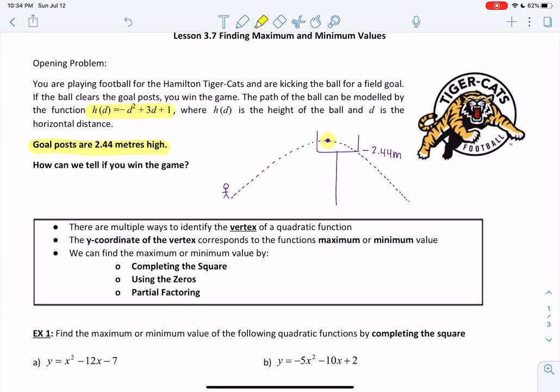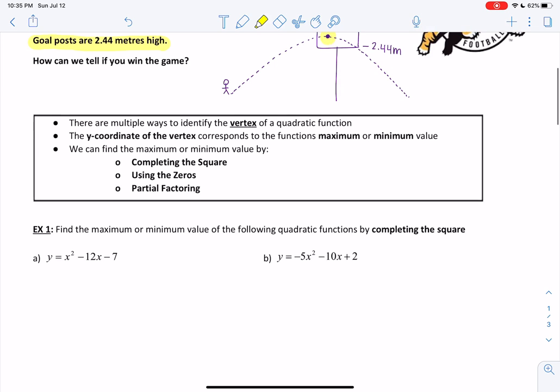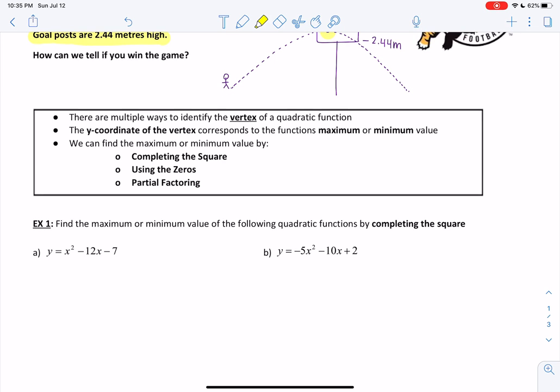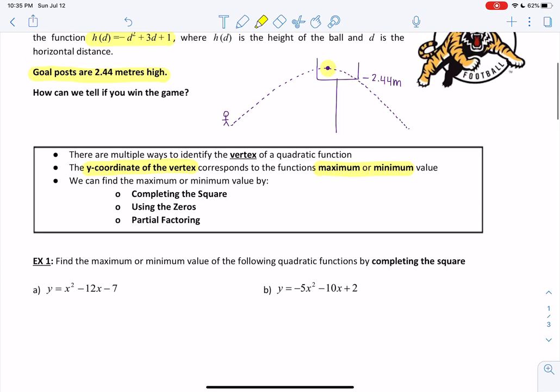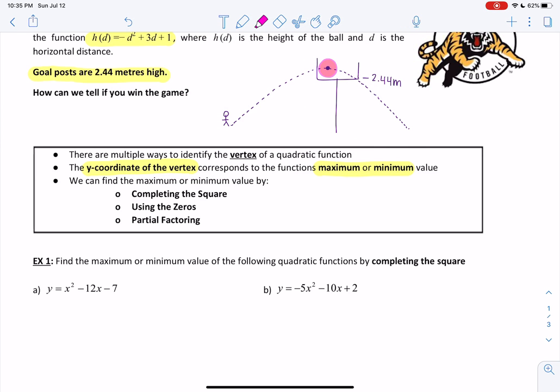So when I'm looking for my vertex, there are multiple ways to identify it in a function. The one thing I want to always think of is that the y-coordinate of my vertex is our maximum or minimum value. If I go back to our example here, my y-coordinate would have been bigger or smaller than 2.44 meters. And that maximum height would have told me if my field goal would have been successful or unsuccessful.